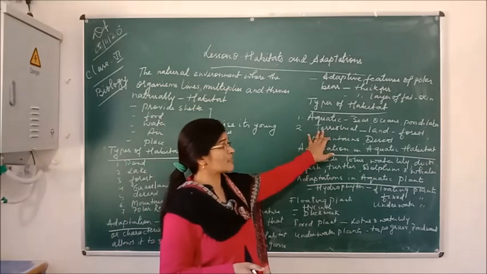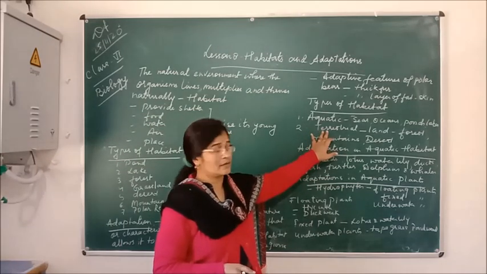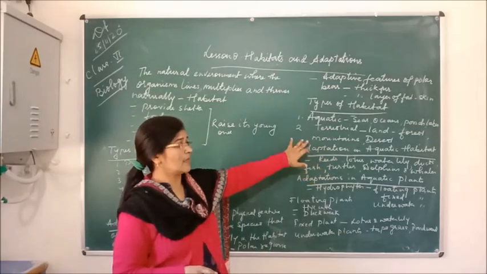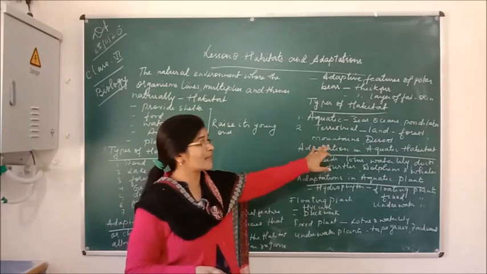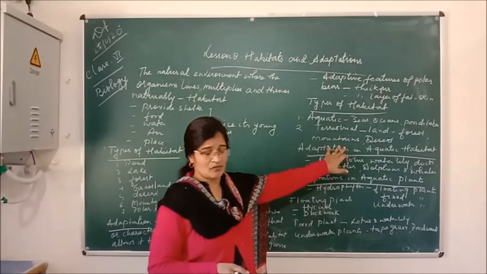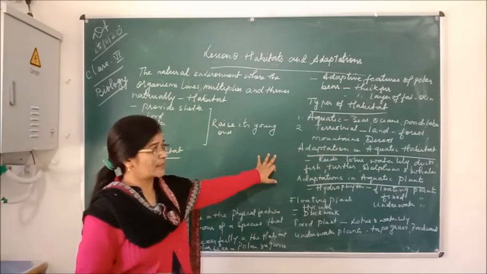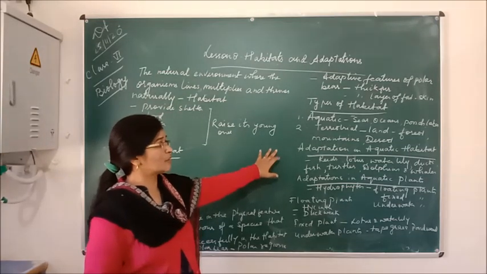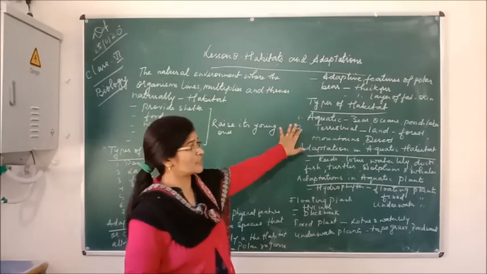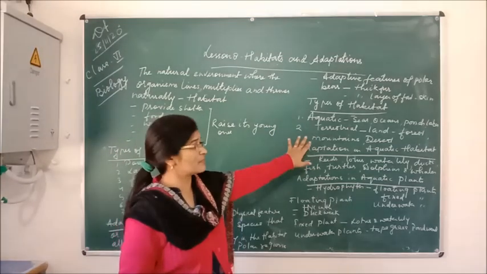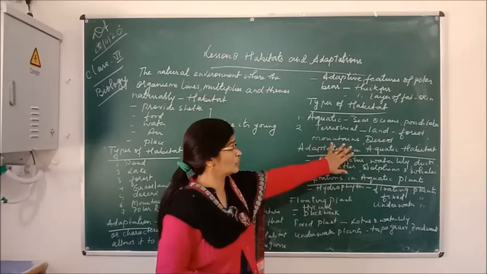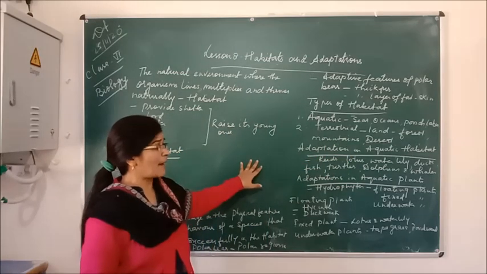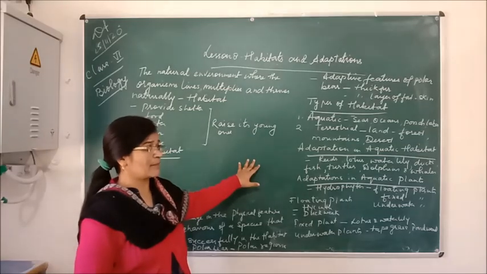And some are terrestrial also. Terrestrial means land. So land habitat like forest habitat, mountains, deserts. So many animals and plants are found in the forest also, mountain areas, desert areas, like the camel I just now told. So these are the two types of habitat: aquatic, which is related to water, and terrestrial, which is confined to land area. Now the adaptation in the aquatic habitat.